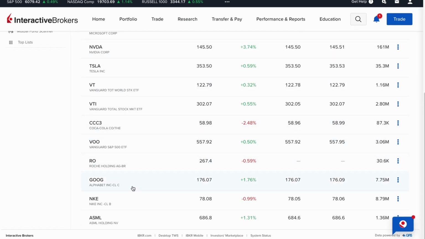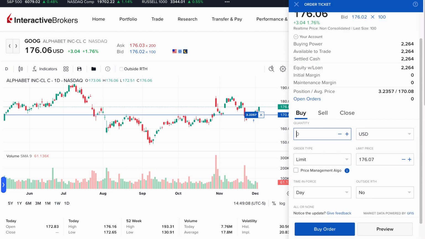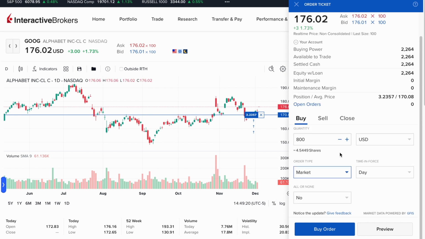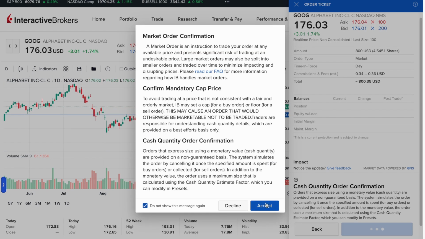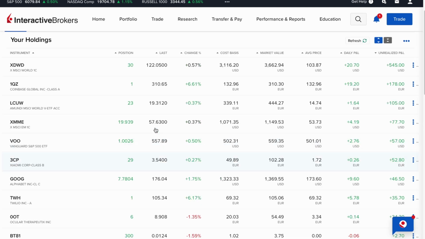Okay, I will buy a couple of Alphabet. Let me first check how much I have left in my portfolio. Still 2,500. Okay. I will buy in USD again and I will buy it in 800 USD. We do the market price. And this is the great thing. You see, if I click on preview, it costs me almost nothing because it's a US stock and it is going through in a couple of seconds. So look, if I click on accept, it is already filled.